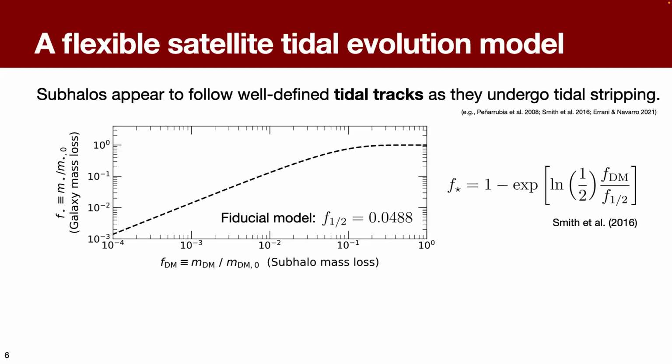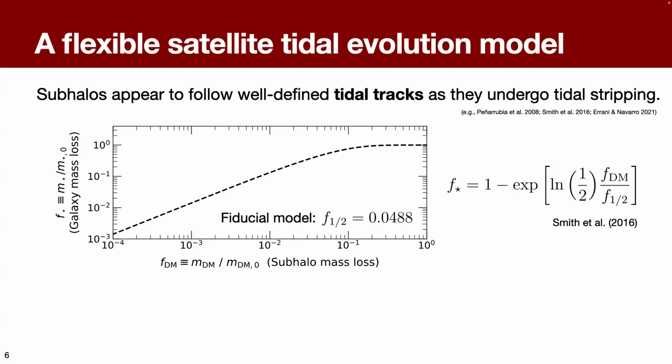But it's not necessarily guaranteed that all galaxies have the same value of f_1/2, right? And it's most likely not the case, because galaxies have a distribution of sizes and a distribution of stellar to halo size ratios, which can lead to a distribution in how quickly the stripping happens.